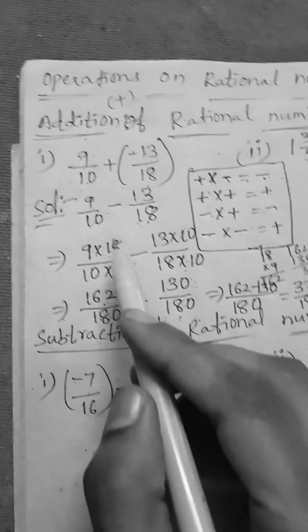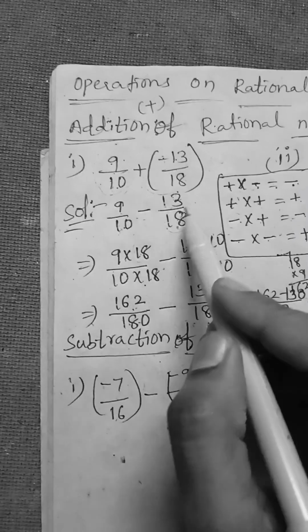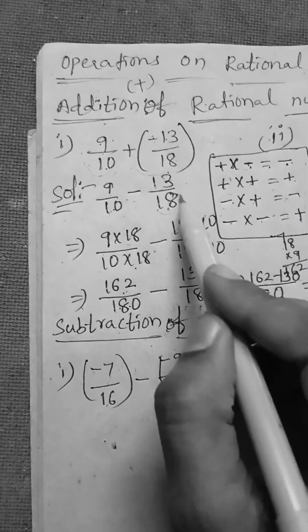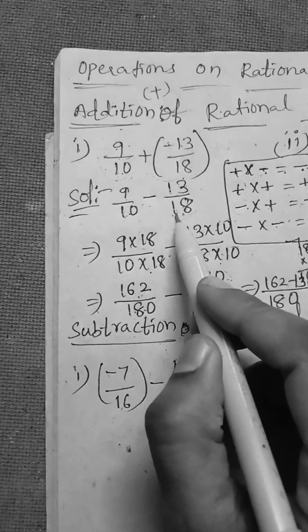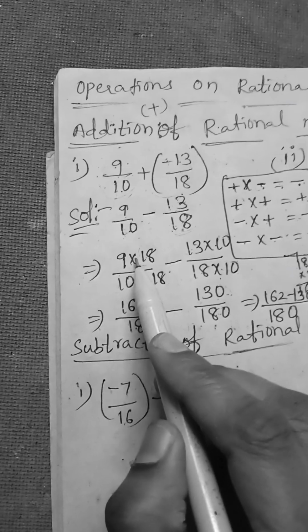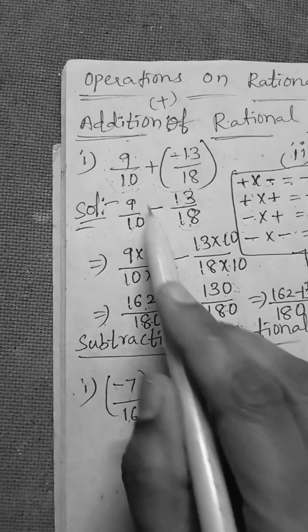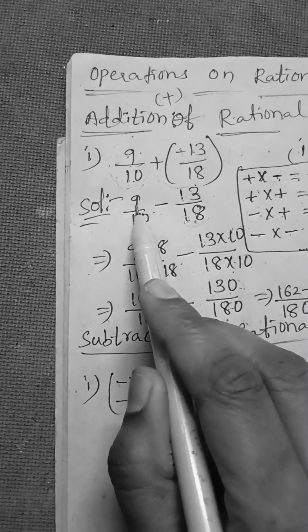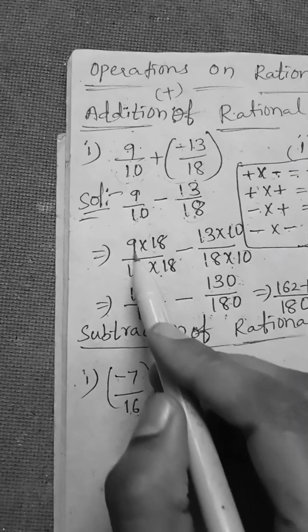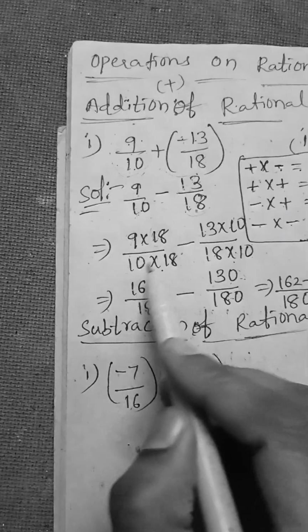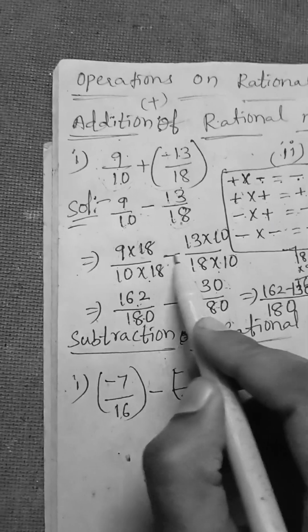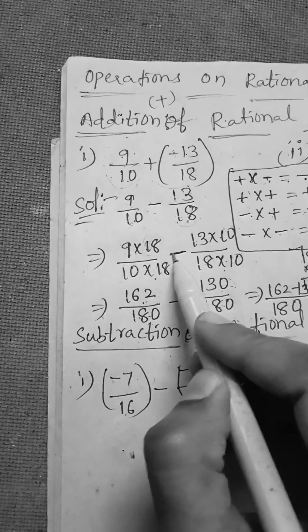If you are taking this fraction, now for the opposite remaining fraction, what is the denominator? 18, no? So this denominator 18, we have to multiply the numerator and denominator of the other fraction by it. So that's why 9 into 18 divided by 10 into 18. Minus is there, no? Write minus as it is.